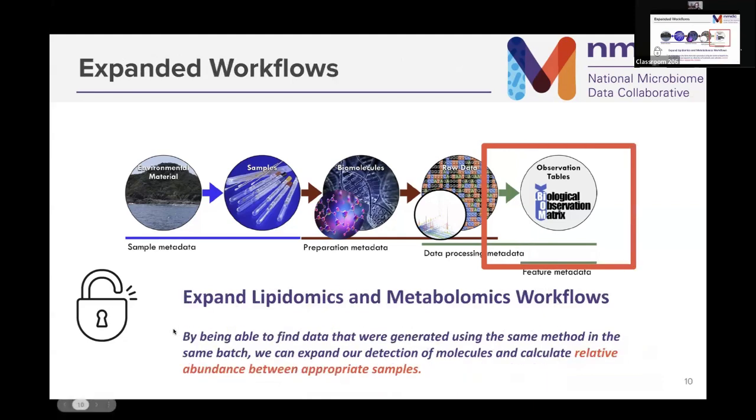The second thing that's really important for lipidomics, metabolomics, and proteomics is that now we can say that all of these data were generated using the same method and in the same batch, so we can start to do relative abundance between samples. Before, we were only doing one sample to one observation, essentially, and now we can start to connect those samples if they're run at the same time in a similar manner.